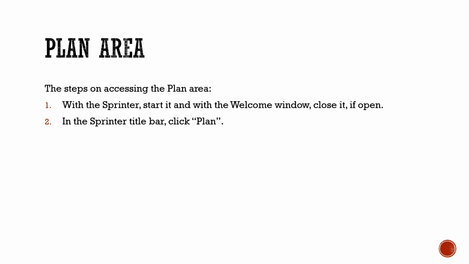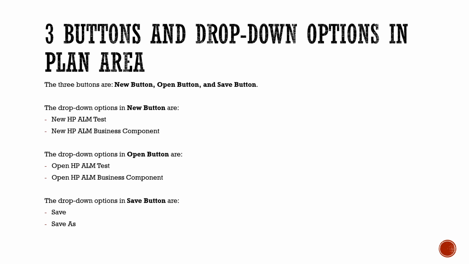Plan area. The steps for accessing the plan area: start Sprinter and close the welcome window if it is open. In the Sprinter title bar, click Plan. There are 3 buttons and drop-down options in the Plan area. The 3 buttons are the New button, Open button, and Save button.